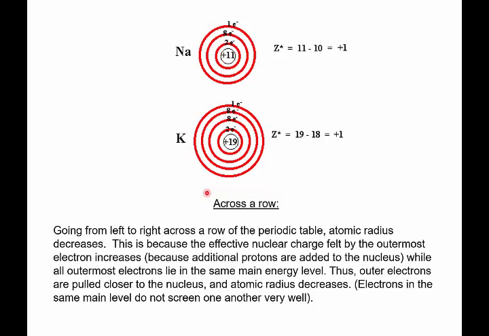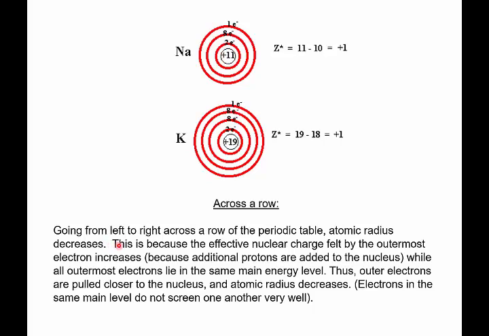Let's now look at the variation in atom size going across the row. Going from left to right across a row of the periodic table, atomic radius decreases, we find. Now this is kind of counterintuitive. If you're going from left to right, you're adding more things to the atom. If you add more things, it would seem that it ought to get bigger. More things make something bigger.